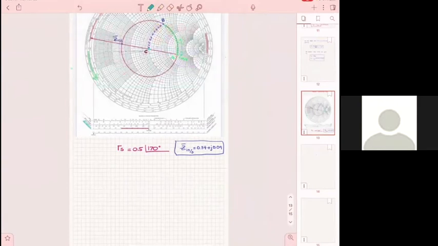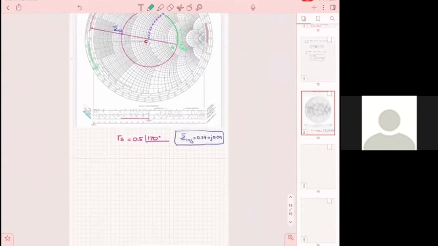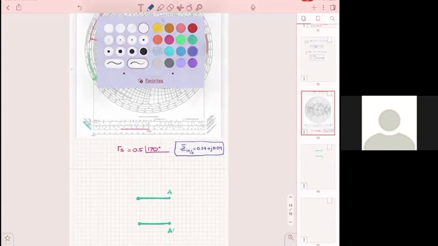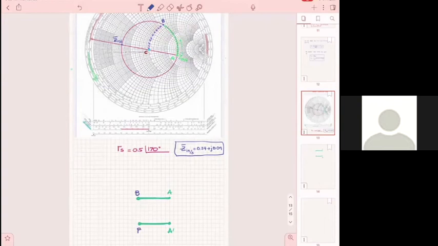Transmission line? Yes. When I start at Y, this is my point A prime, transmission line, all right? When I move on a transmission line, I go on the constant VSWR circle, which is the red one. So from A prime to go to B, which is here, I go on a transmission line. This is my transmission line, and I move by a distance from A to B.